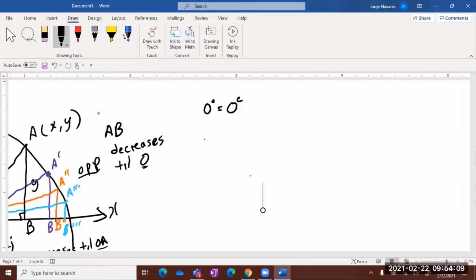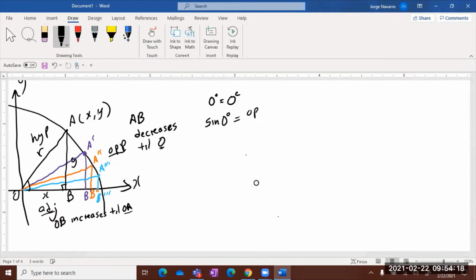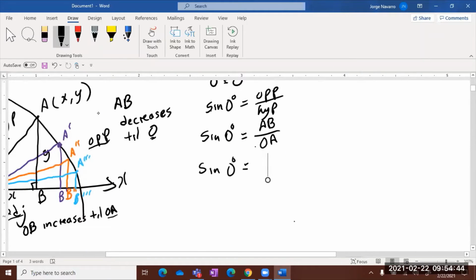So let's start with our ratios. We know that the sine of 0 degrees is still going to use the formula opposite over hypotenuse. Now, what is the opposite of the triangle? The opposite originally was AB and the hypotenuse was OA originally. Now, but AB will become 0 and OA will remain as OA.